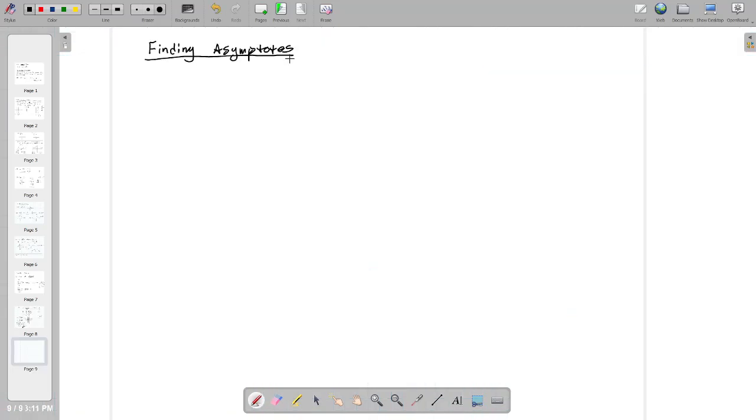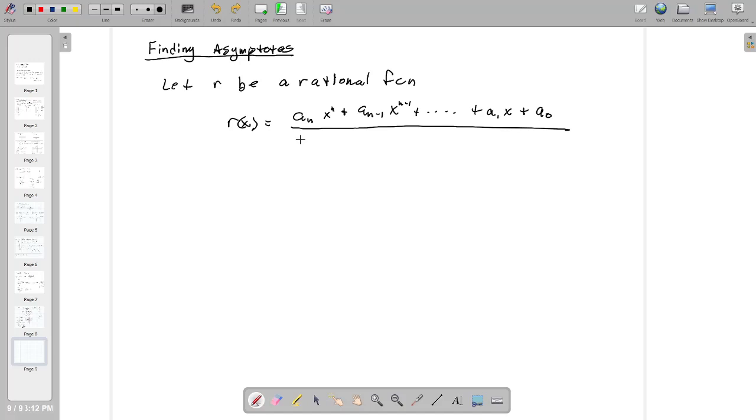Finding asymptotes. I'm going to give you some guidelines on how to find vertical and horizontal asymptotes. Let R be a rational function. R of x is equal to a sub n x to the n plus a sub n minus 1 x to the n minus 1, all the way down to a1 x plus a0, divided by b sub m x to the m plus b sub m minus 1 x to the m minus 1, all the way down to b sub 1 x plus b sub 0.